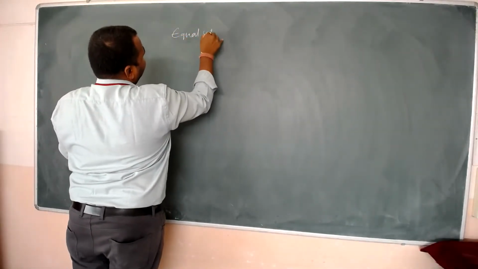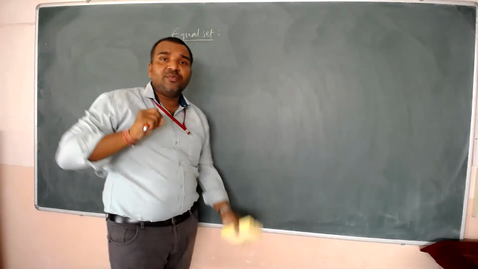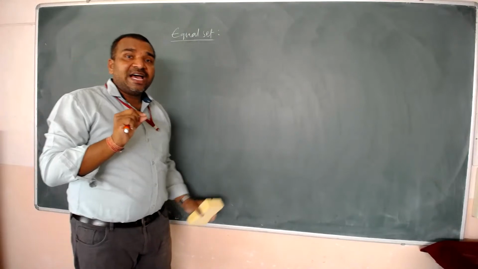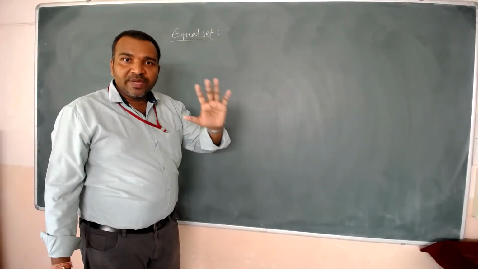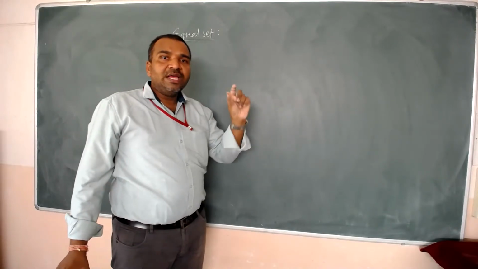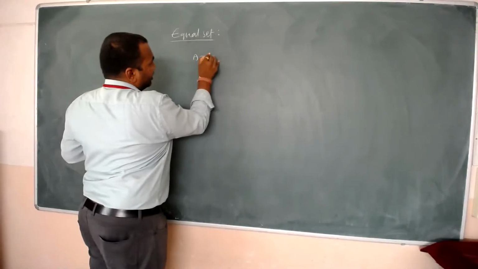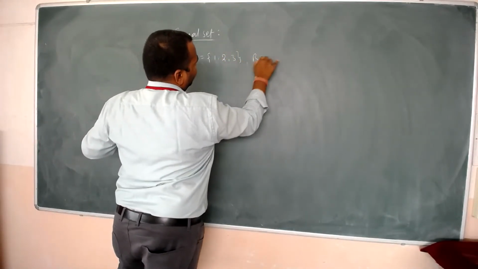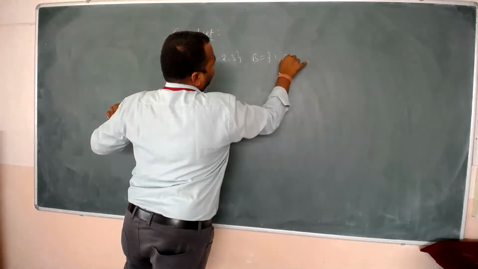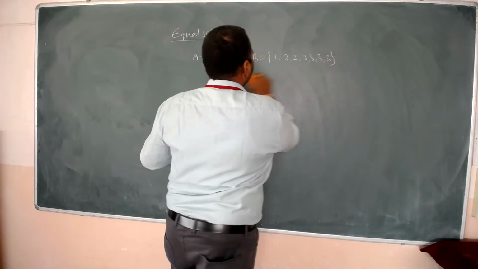Next, equal sets. What are equal sets? Two sets are said to be equal sets if they have exactly the same elements. See here, I will write like this. A equal to {1, 2, 3}. B equal to {1, 2, 2, 3, 3, 3, 3}.